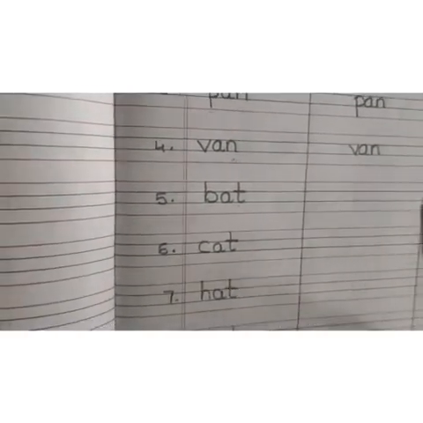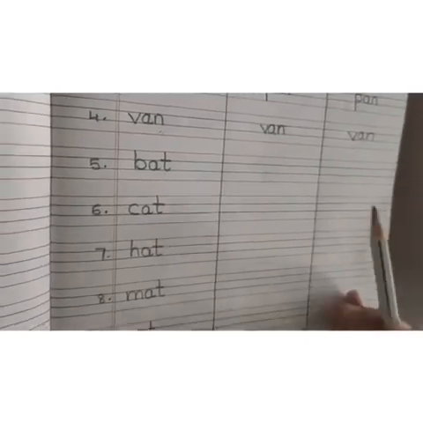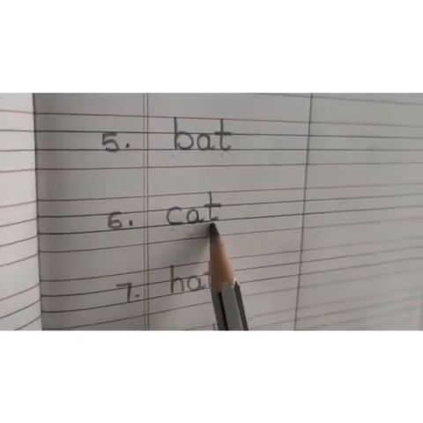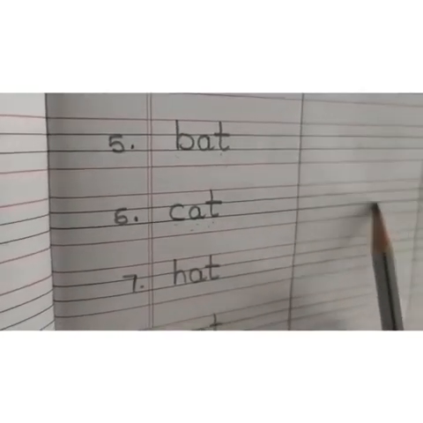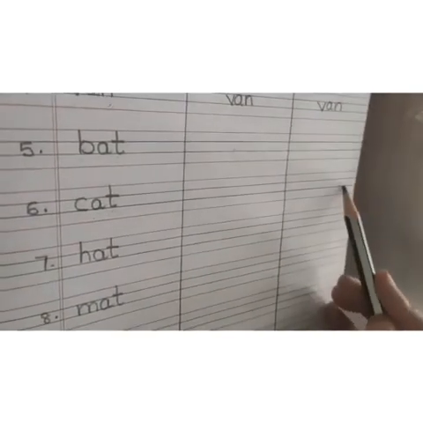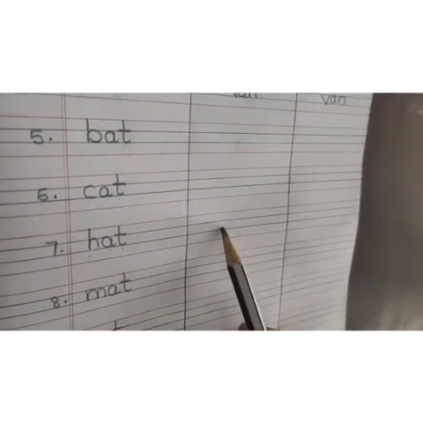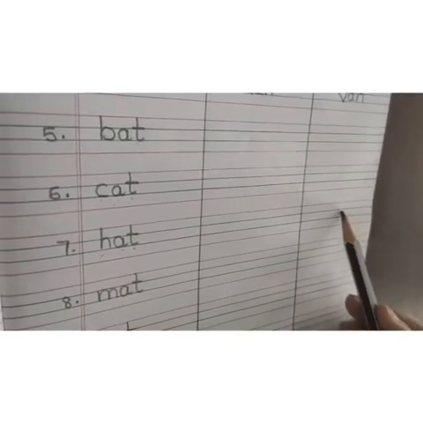Understood? All these words you will write 3 times, children. C A T cat. C A T cat. C A T cat. And C A T cat. H A T hat. H A T hat.